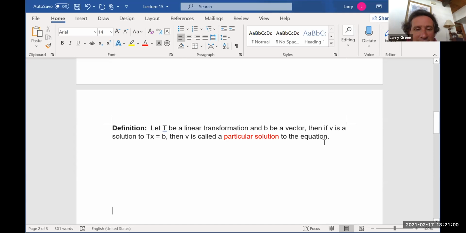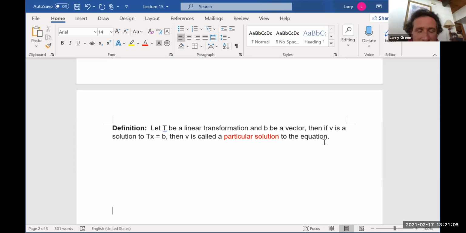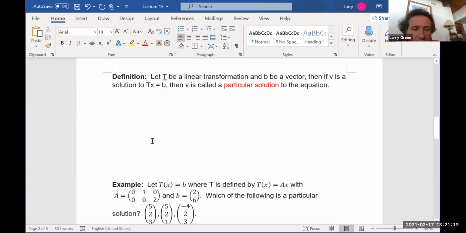Any questions on this idea? Is x just a variable? Yeah, x is a variable, which is a vector. Yeah, x is just a vector. Since T is a linear transformation, it's given that there's a domain. Okay, any questions on that?